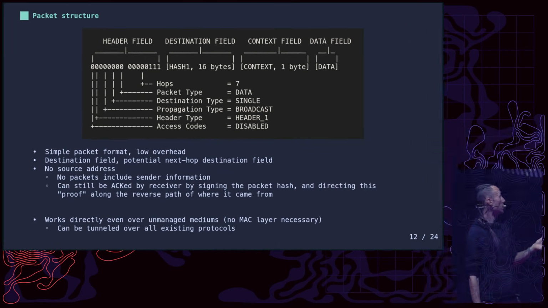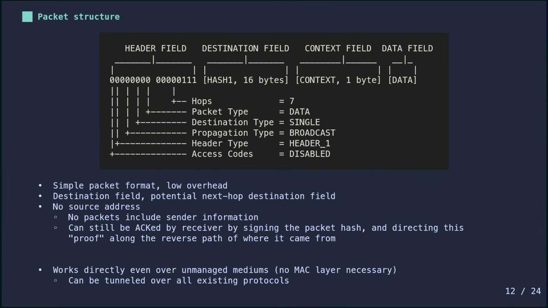So the packet structure on the raw network is quite simple, actually, and that's a relief, because the overhead is quite low. As you can see, we have a header field, which is just 2 bytes, and that's then appended with a context field. So we have basically a 3-byte header. We have a 16-byte destination field, and that's the overhead. Then you have the payload data.